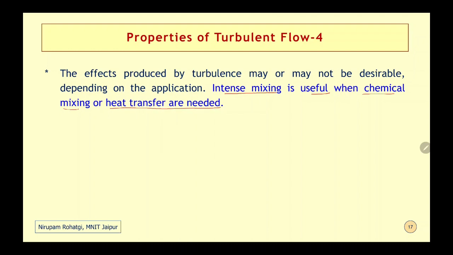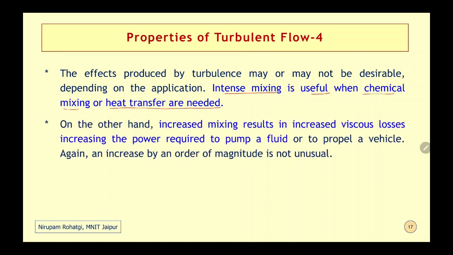Now, if you are looking for heat transfer, or if you are looking for a chemical process in which you want a mixing, then these turbulent flows are better, because they give you a high order of mixing and a high order of heat transfer. Okay. On the other hand, increased mixing results in increased viscous losses. Now, mixing means you are having parcels of different velocities, they are mixing, right, and they are violently mixing.